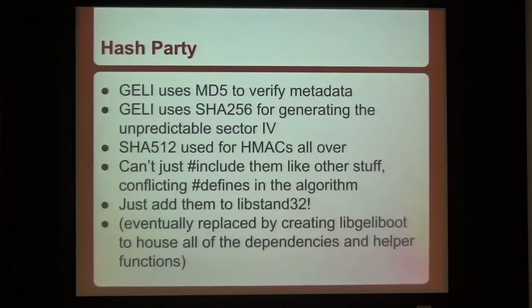So then the next thing I needed was hashing algorithms. Turns out GELI actually uses all of them. For the metadata, I think it's slightly historical, and because there's only 512 bytes, they use MD5 to verify that the metadata is consistent or hasn't been modified. Then it uses SHA-256 to generate the unpredictable initialization vector that's different for each sector. But it uses SHA-512 for all of the HMACs. So I needed all three of those hashing algorithms.